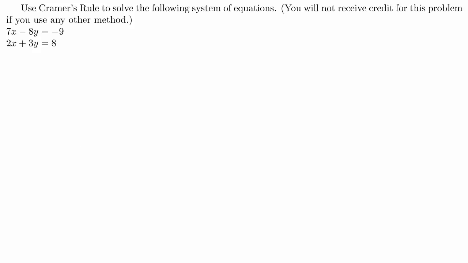Now, to do this, I need to figure out what D is. D is the determinant of the coefficient matrix. In other words, when this is in standard form, I drop the equal stuff and just look at the coefficients over here. And that is 7, negative 8, 2, 3.